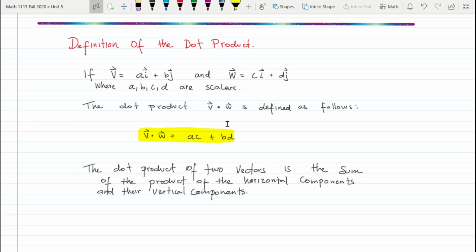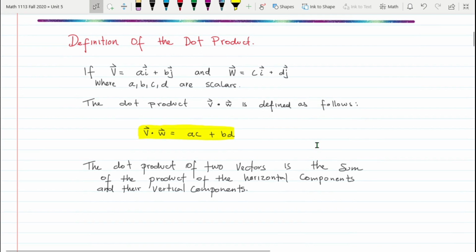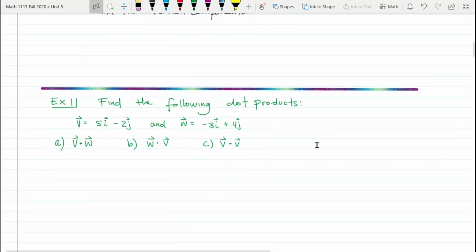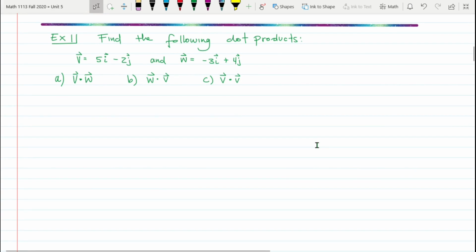So the definition is as follows. The dot product between v and w is the same as the product of the horizontal components plus the product between the vertical components. Okay, so again, the dot product of two vectors is the sum of the product between the horizontal components and the product between the vertical components. It's kind of simple as long as you understand from the beginning what you're supposed to do. So let's do a couple examples.